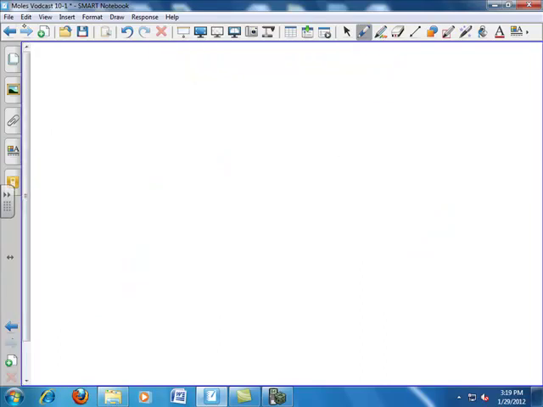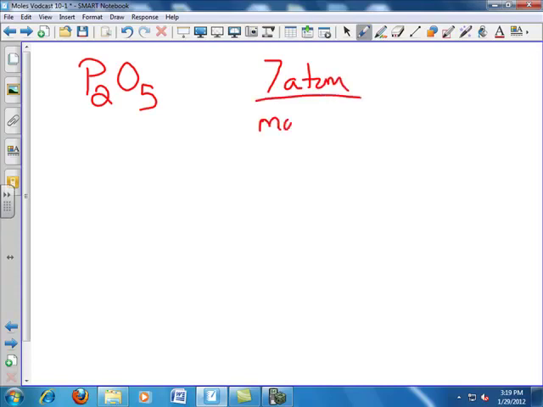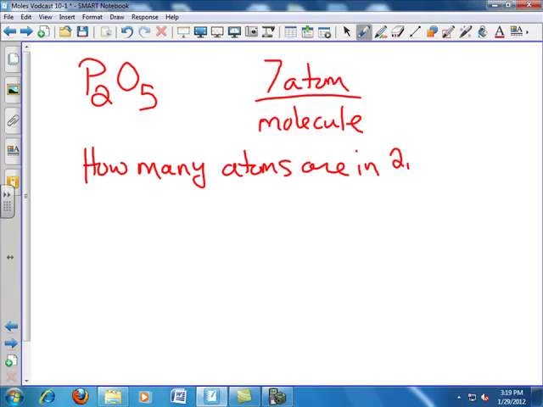Okay, so why do you need to know that? Because some problems are going to ask you to find the total number of atoms present. So if I go back to P2O5, where I know that there are 7 atoms per molecule, one of the questions might say, how many atoms are in 2.1 times 10 to the 15th molecules?